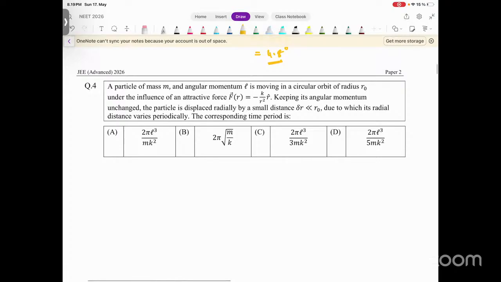Sure. Question number 4 then. A particle of mass m and angular momentum L is moving in a circular orbit of radius r naught under the influence of an attractive force F(r) is equal to minus k by r square r cap. Keeping its angular momentum unchanged, the particle is displaced radially by a small distance, dr is much less than r naught, due to which the radial distance varies periodically. The corresponding time period will be equal to how much for me?